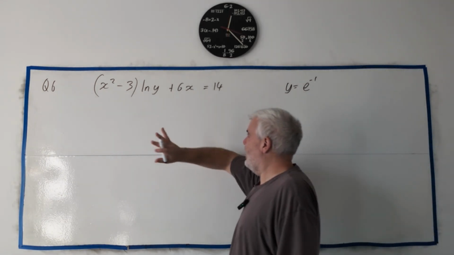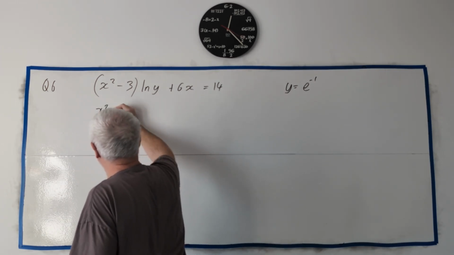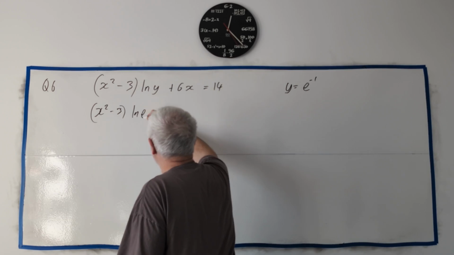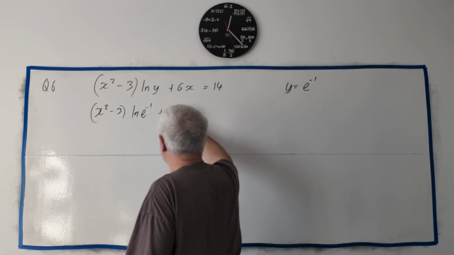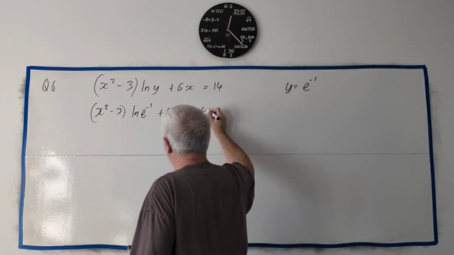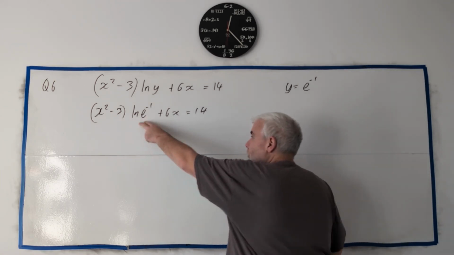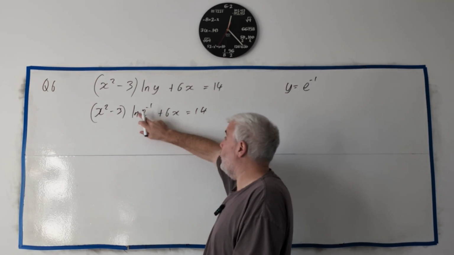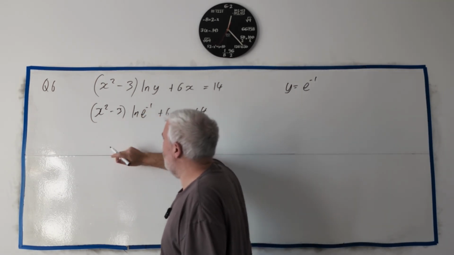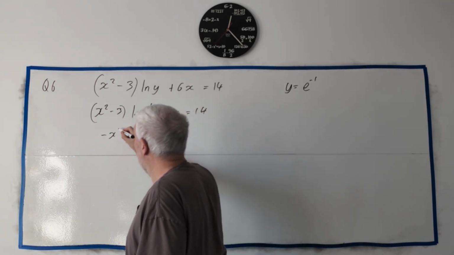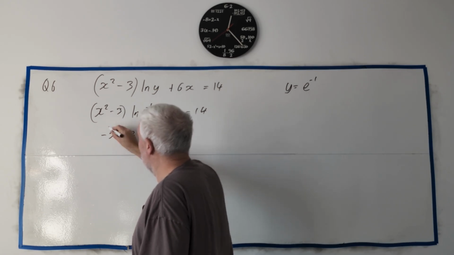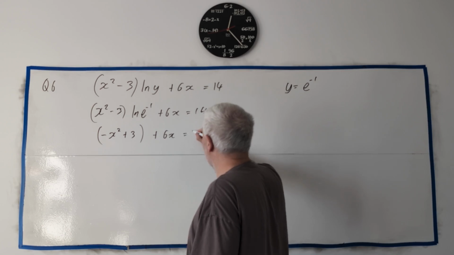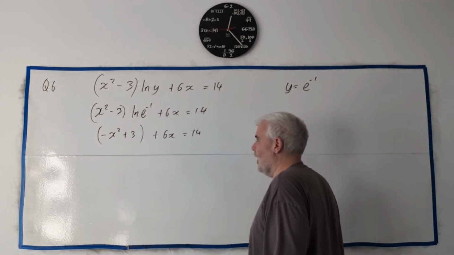Right, let's start off then. We rewrite this here with everything we know. x squared minus 3, it's just the y, natural log of e to the minus 1, plus 6x equals 14. Now, natural log of e, they cancel each other. They destroy each other. So we're just left with a minus 1 in this part. Minus 1 multiplied by this is minus x squared plus 3 plus 6x equals 14. I don't need those brackets.